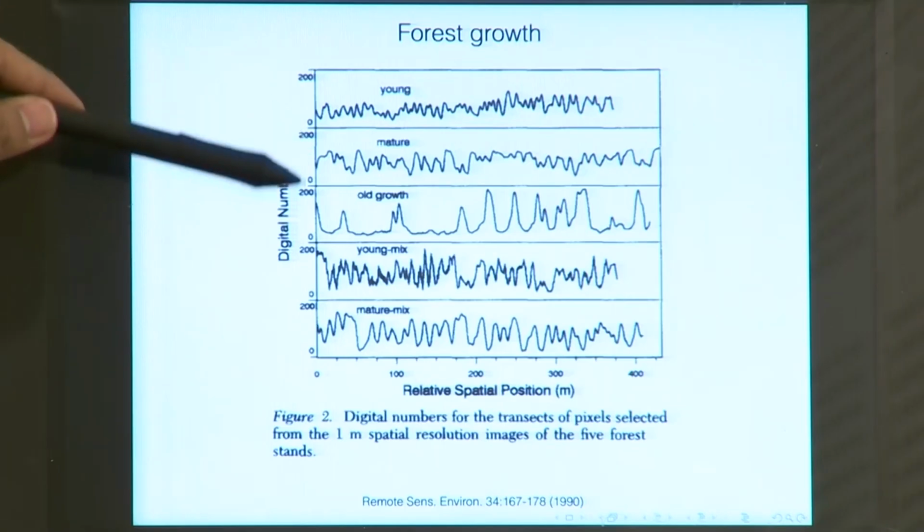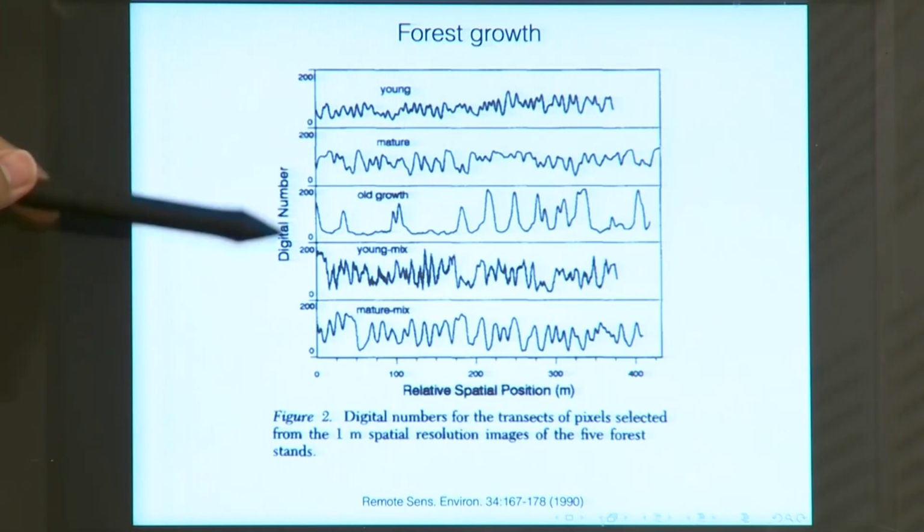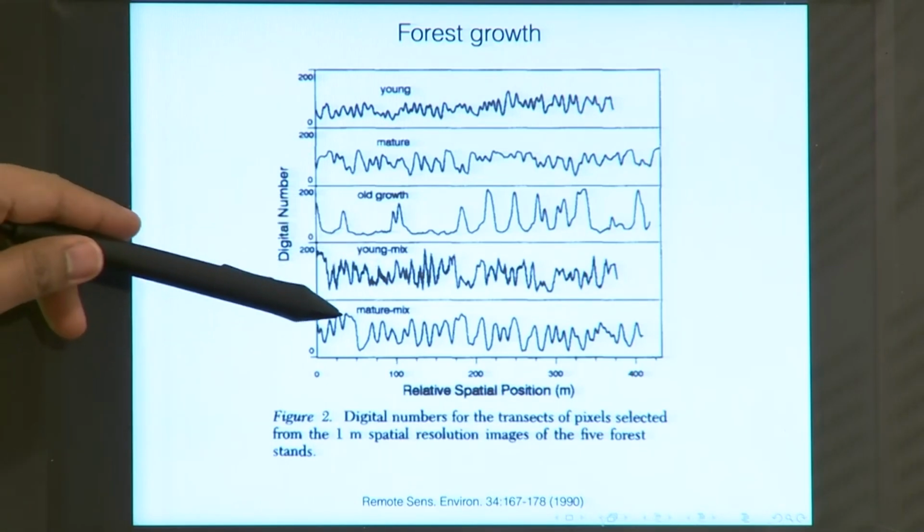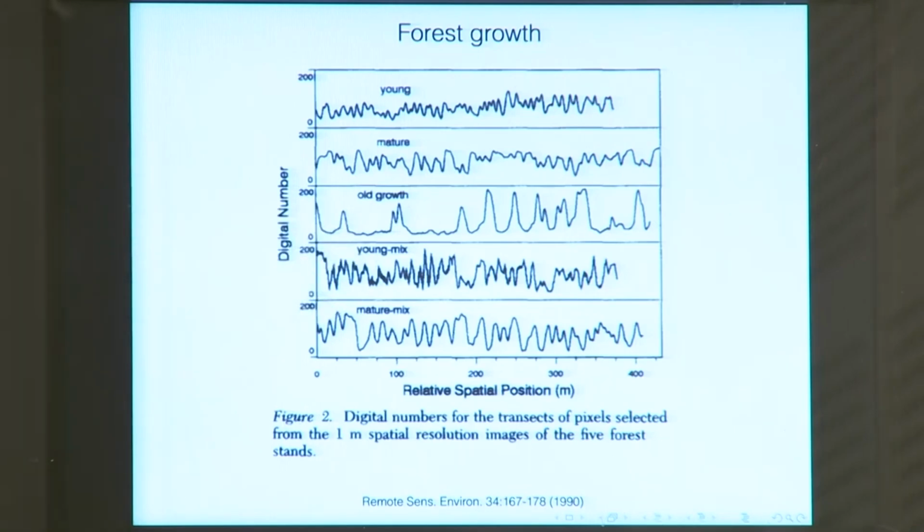Then you can also see whether you have a mix of the forest. So, this is young and a mixture, and this is a mature mixture. So, most of the trees are mature, but then you are also having some other trees that are of a young stage. So, you can very easily understand the growth characteristics of your stand by making use of the LiDAR data.